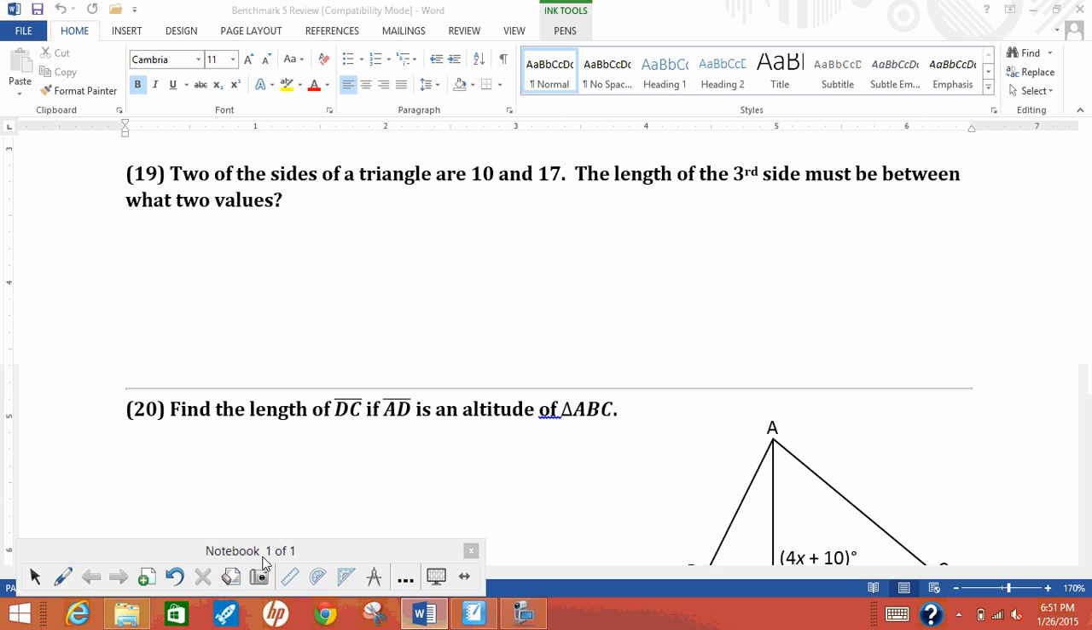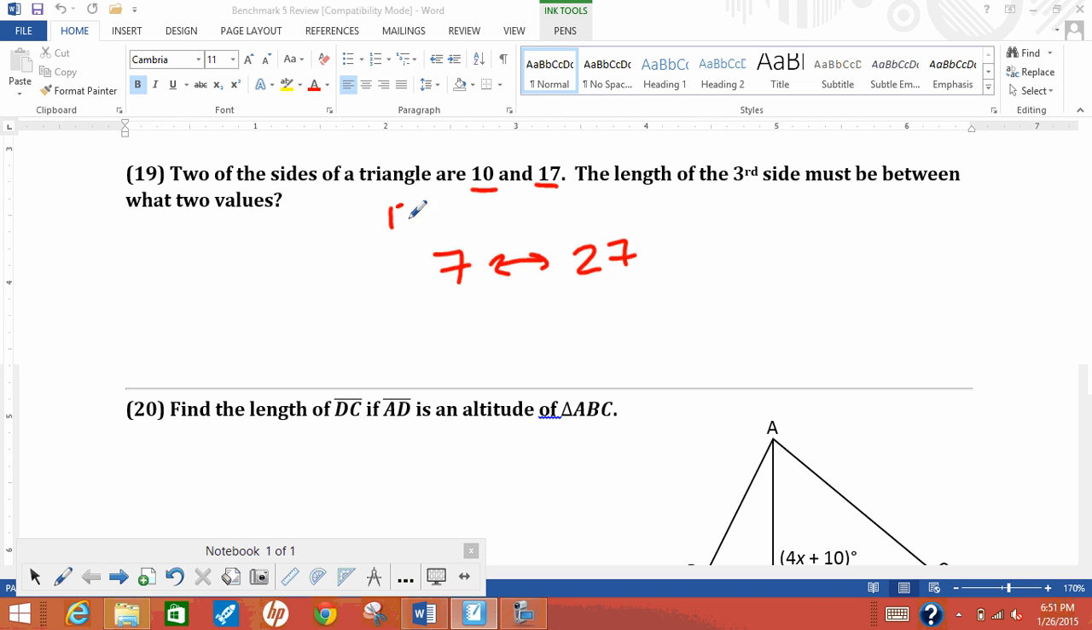This is just like 2 problems ago. We want to find out the third side length should be between what two values if this triangle has sides that are 10 and 17. So it's somewhere between 17 minus 10, which is 7, and 17 plus 10, which is 27. Somewhere between those two values.